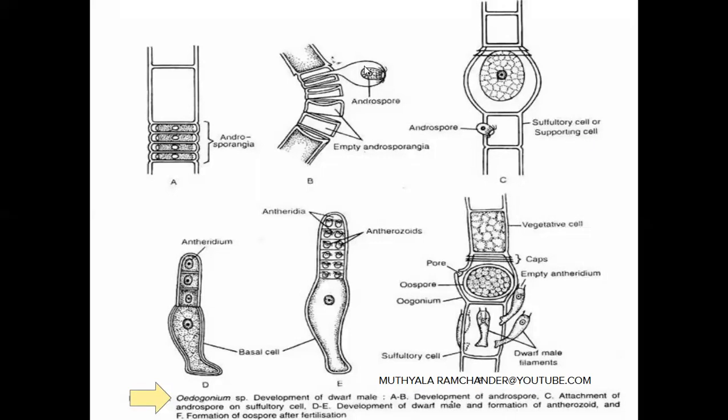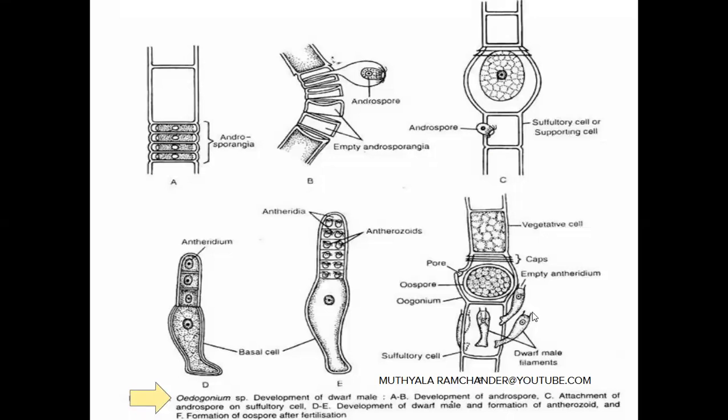The male gametes are released from the antheridium. The antheridium is also called androsporangia. The androsporangia produce androspores. These androspores cannot fuse with the egg nucleus, the oogonium nucleus. The androspores are attached with the basal part of the oogonium cell, the suffultatory cell or supporting cell, and develop into a dwarf male filament.